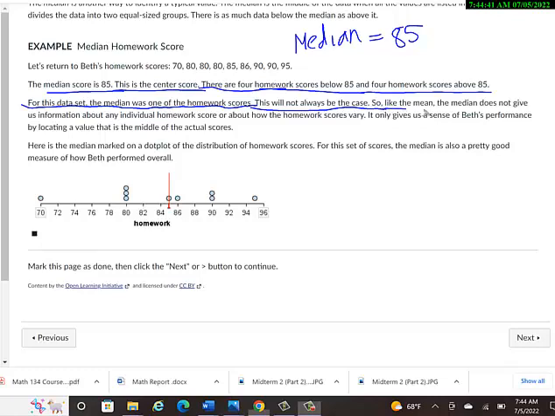So like the mean, the median does not give us information about any individual homework scores or about how the homework scores will vary. It only gives us a sense of best performance by locating a value that is in the middle of all the actual scores. So we'll kind of talk more about this as this module goes on. When would one be better than the other? When would you probably want to use a median? When would you want to use a mean?